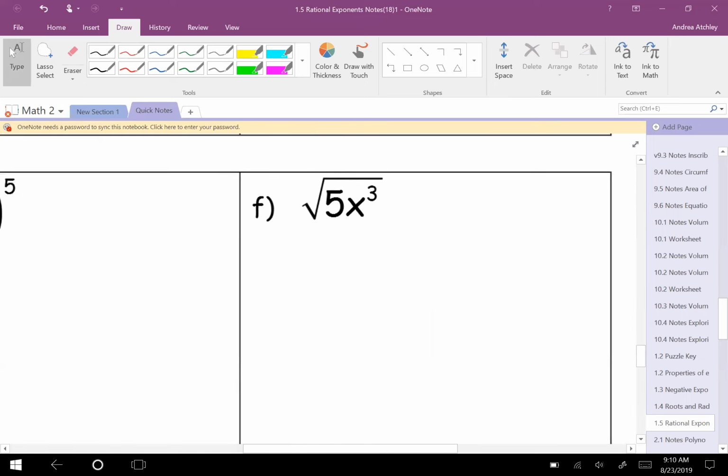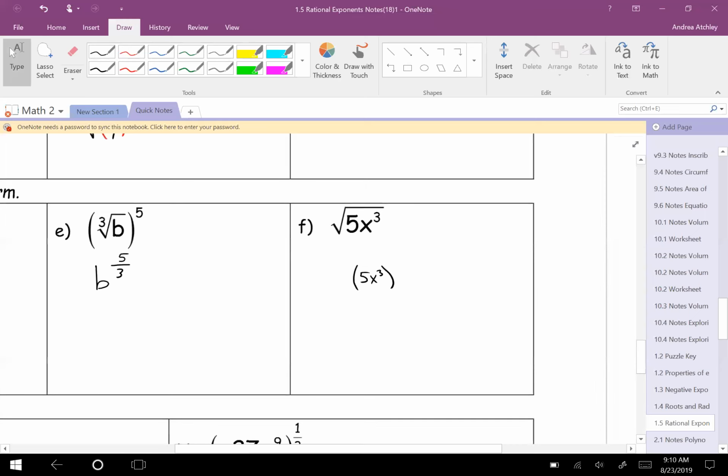Okay, next one. Since the whole thing is inside the radical, you need parentheses. Okay. If you have more than one term, so notice here in E, I only had a b inside the radical. There's no number with it. Here I have the number. There's a coefficient. So that's why you need the parentheses.